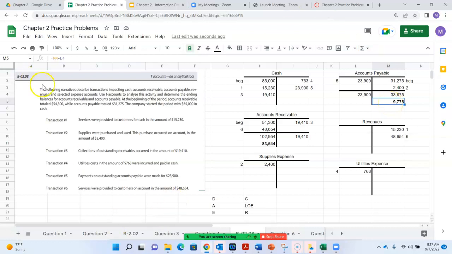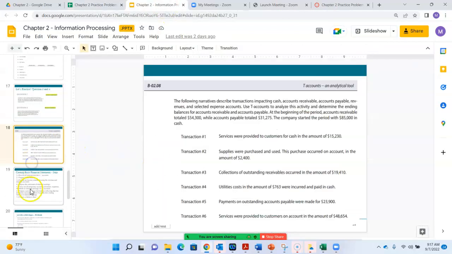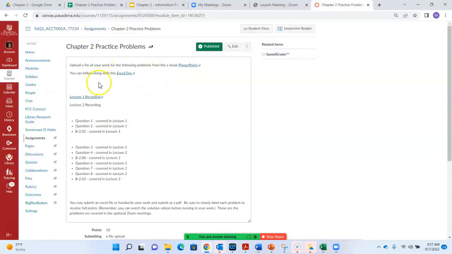Okay, so that was B-02.08. Just jump back to the PowerPoint. Couple of things to note, right? When we are creating the basic financial statements, there's several steps that we need to follow. Right? The very first is to record all transactions into T accounts. That's what we did in that previous problem. We also need to prepare a trial balance. So let's talk about that. I believe in your homework, let's open up your homework.